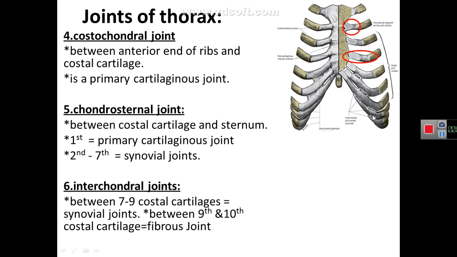The interchondral joints are represented by the joints between the costal cartilages of the vertebrochondral false ribs, in which the costal cartilage of the 10th rib is articulating with the costal cartilage of the 9th rib, and the 8th costal cartilage articulates with the 7th. These interchondral joints are synovial joints apart from the last one, which is between the costal cartilage of the 10th and 9th rib, that is a fibrous joint.